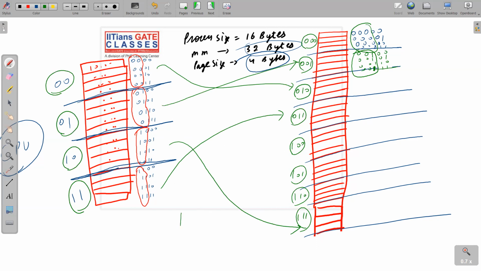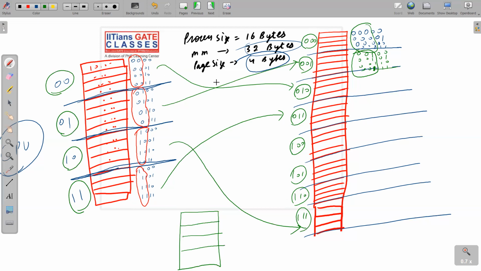So for that I have told you we have the page map table. First of all, please let me know how many entries will be there in the page map table. Obviously the number of pages of the process. There are 4 pages of the process, so there will be 4 entries in the page map table. And each entry will simply contain the frame number.